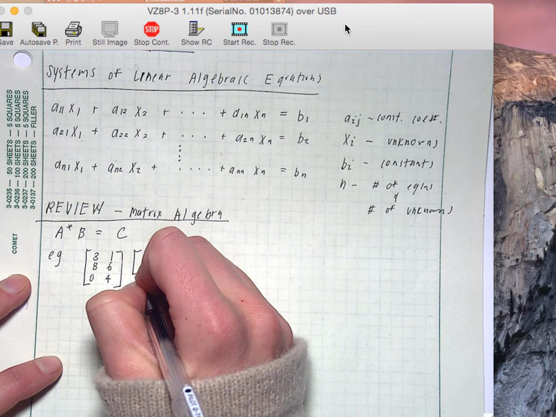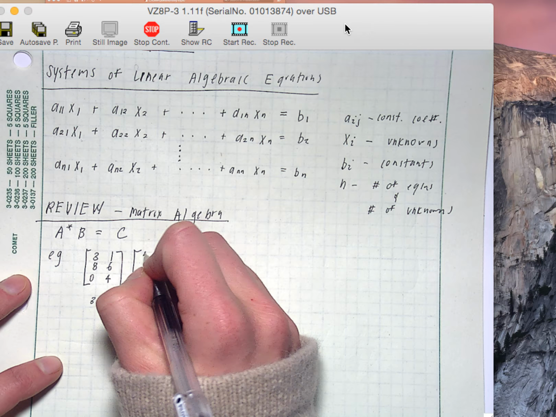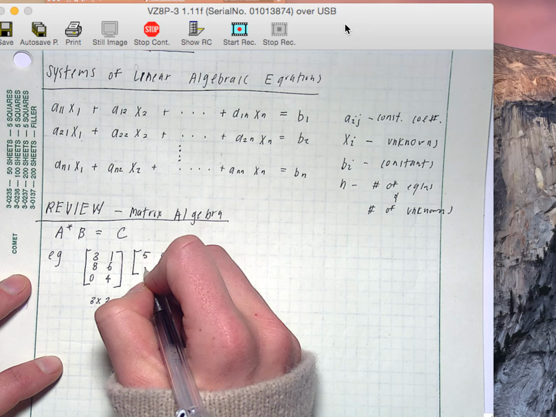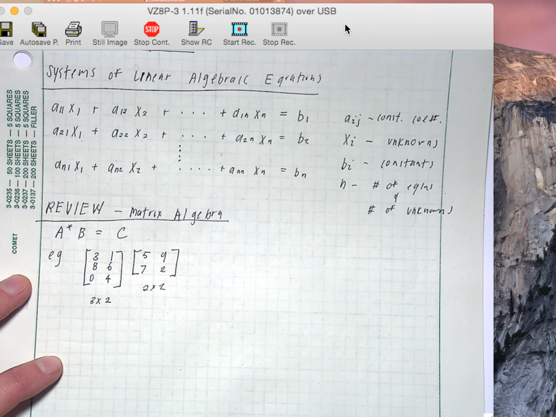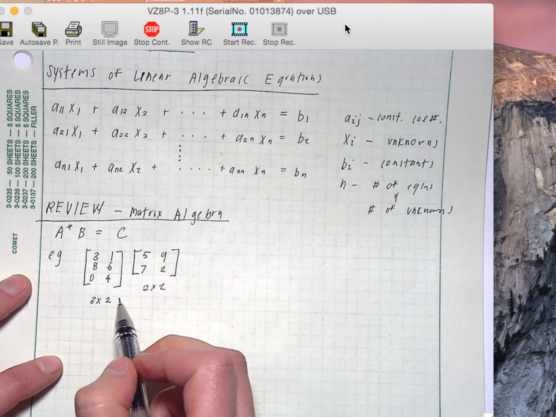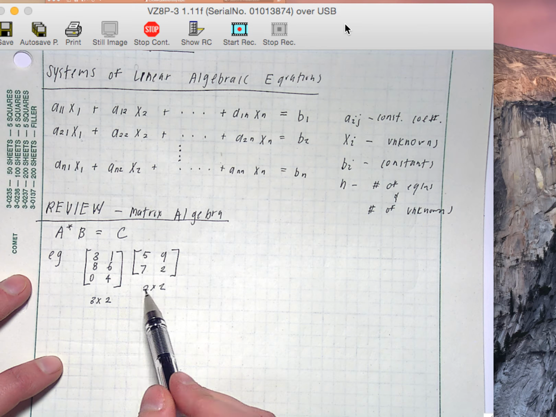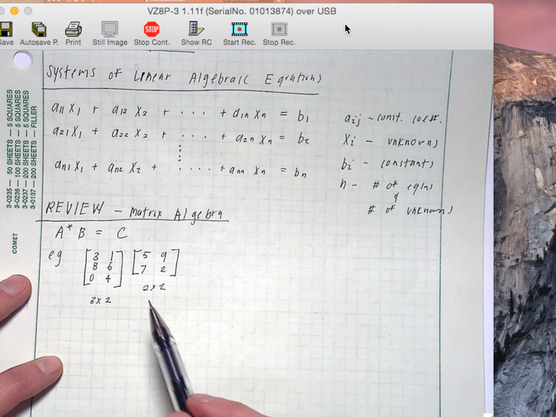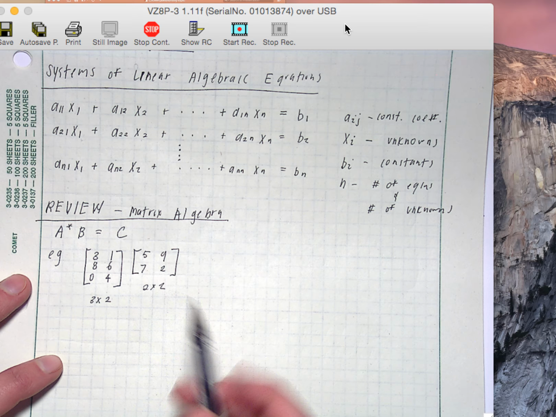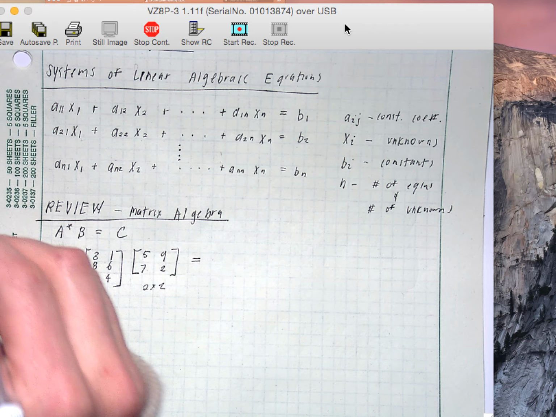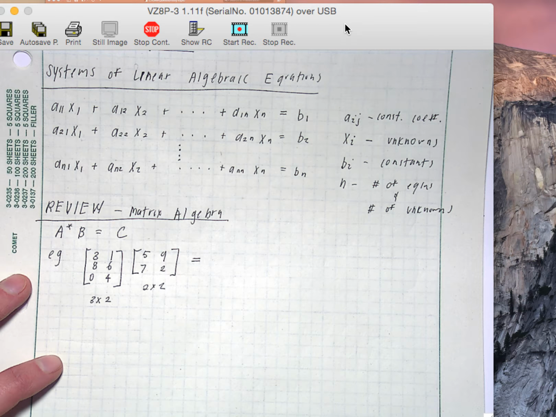If you multiply that by a B, which is a 2 by 2, 5, 9, 7, 2, for example, the first rule for matrix algebra is the inner dimensions need to agree. So this has to be the same as this in order for that to be multiplied. So the 2 and the 2 have to match. And then the resulting C that comes out of the multiplication is going to be the outer dimensions, 3 by 2.